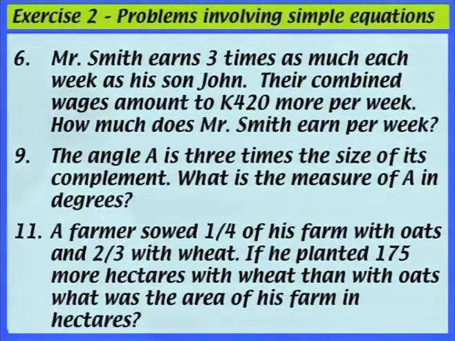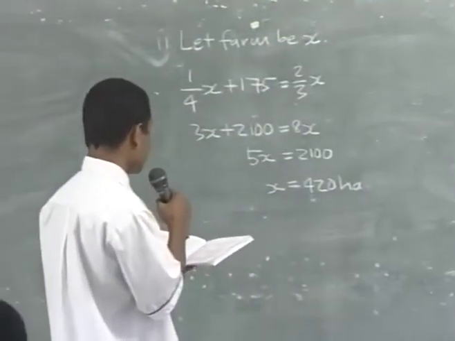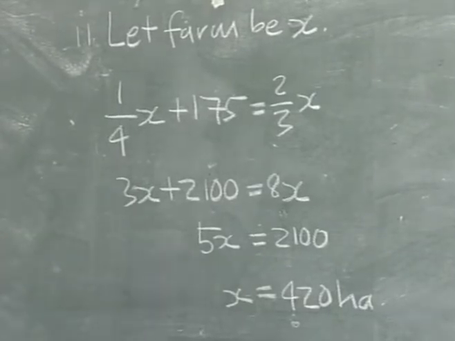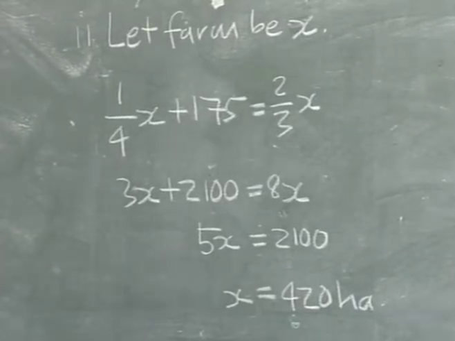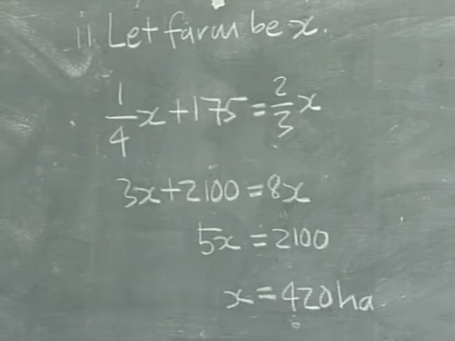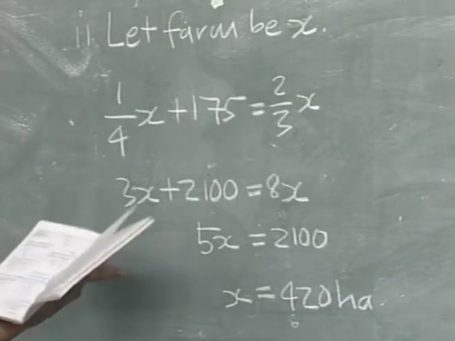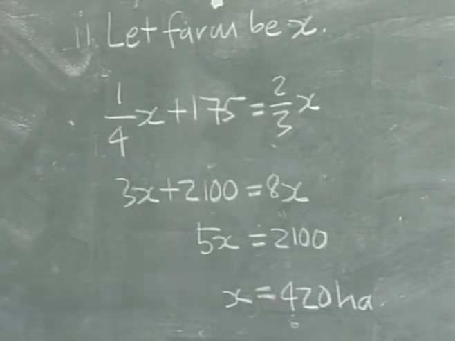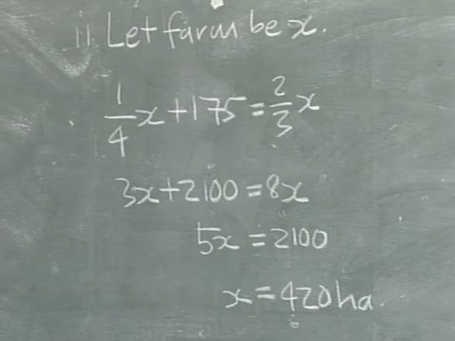First, let the farm be x, and this is the equation we got. Since it's a fraction, we found the LCM, which is 12. Then we got the equation 3x plus 2,100 equals 8x. We subtracted 3x from 8x, which gave us 5x equals 2,100, and the area of the farm was 420 hectares.